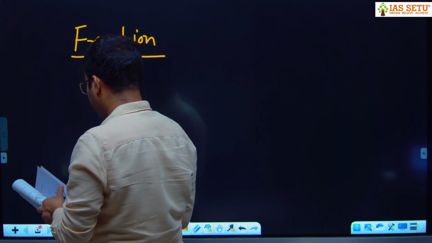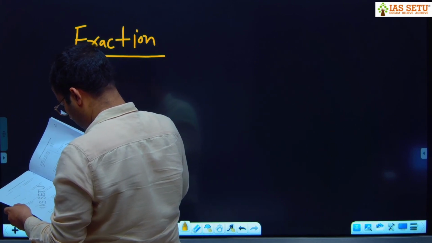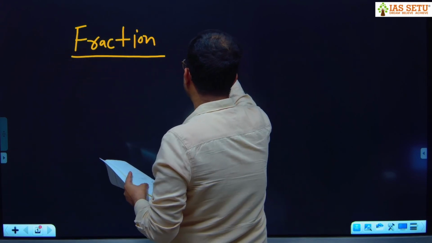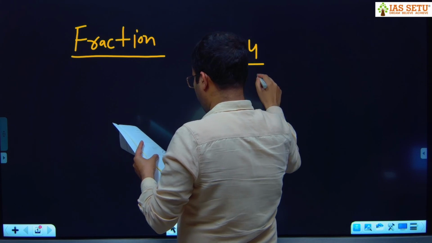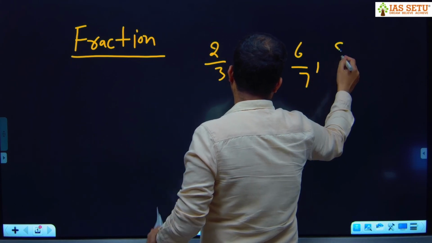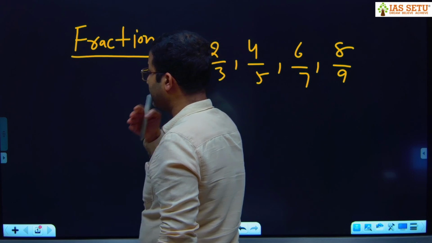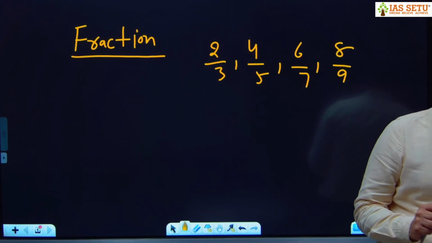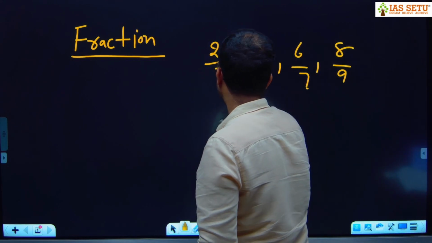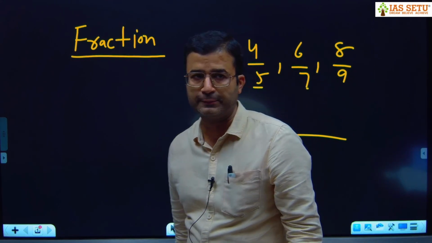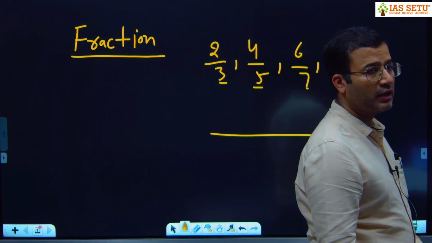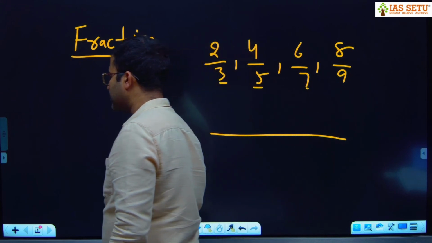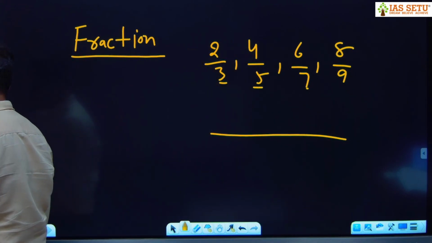If we look at a question in the LCM topic: arrange the following in ascending order, 2/3, 4/5, 6/7, 8/9. In some books the LCM method is given, where we take the LCM of the denominators, which is really a difficult method. We will cover comparison of fractions in detail; today I will take 5-6 types and cover them in a holistic way.